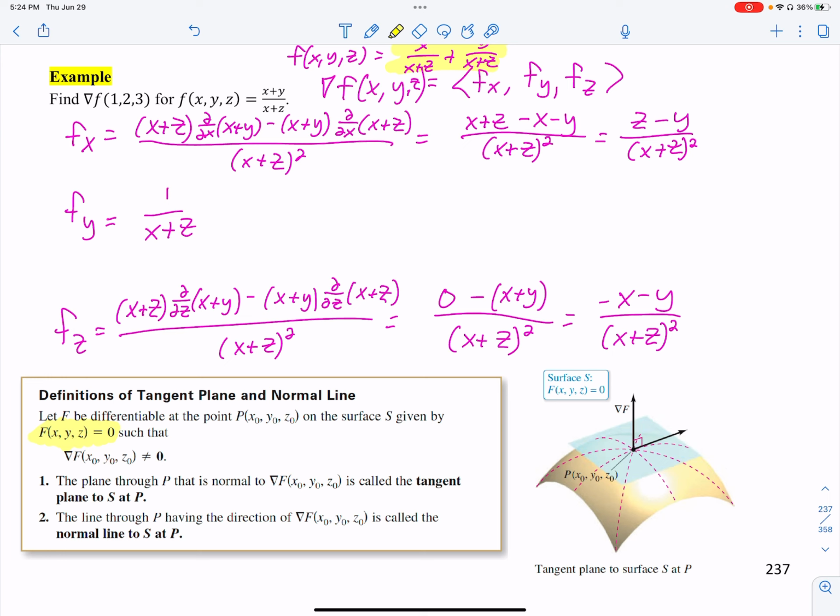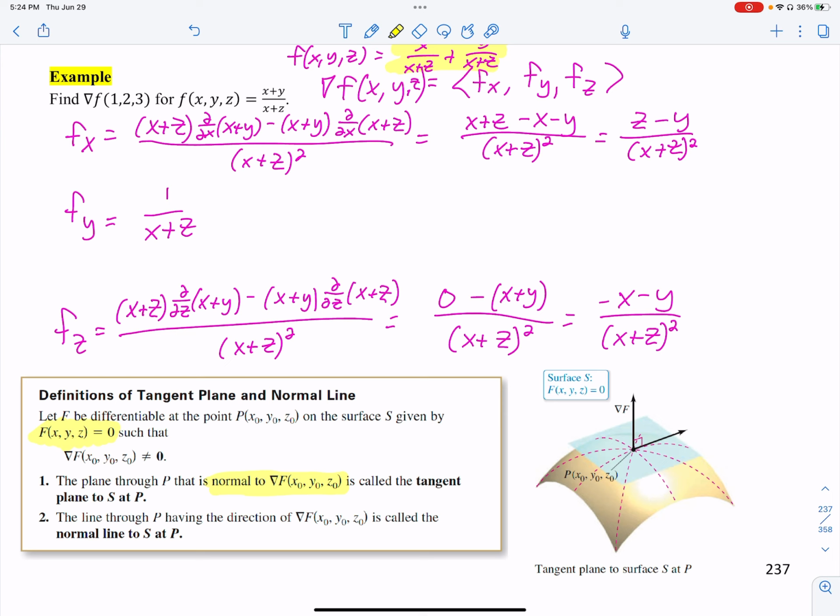Now, the tangent plane is defined using the point. Remember, for a plane, we need a point and a normal. Well, the plane through P is normal to my gradient. So if I find my gradient using this definition of trying to get it equal to 0 like we did above, then that is my tangent plane. You can see a picture right there to the side. Right, the blue there is the tangent plane. The gradient of f is sticking straight out.